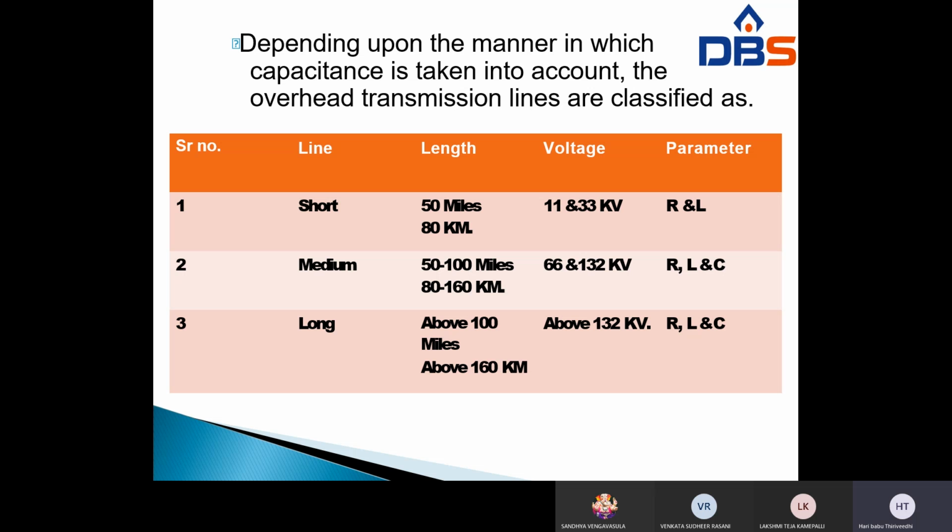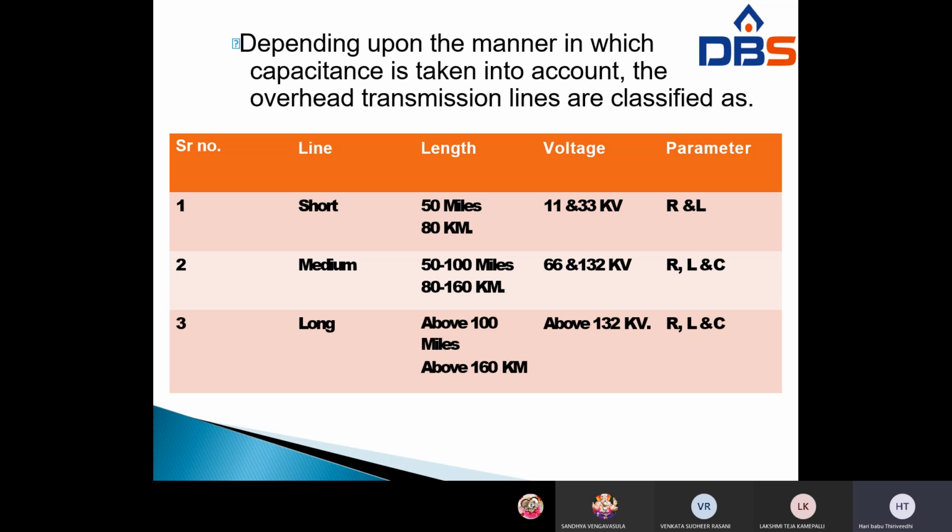So look at the figure. For short transmission lines, the voltage must be less than 20 kV or 33 kV. In general, 20 kV. And length is less than 80 kilometers or less than 50 miles. Such types of transmission lines are called short transmission lines. It is usually considered a short transmission line due to smaller length and low voltages. The capacitance effect is negligible.